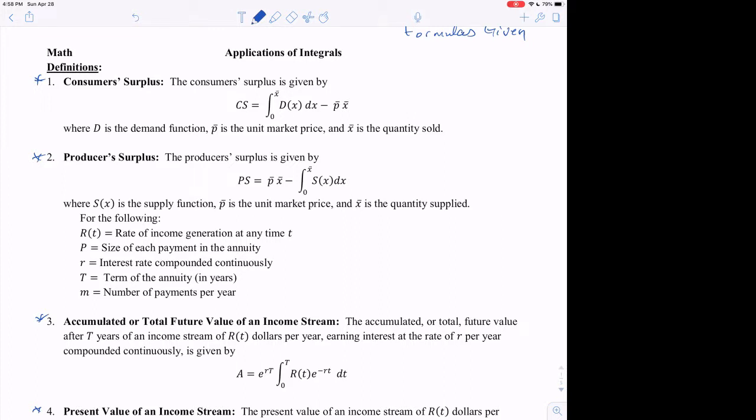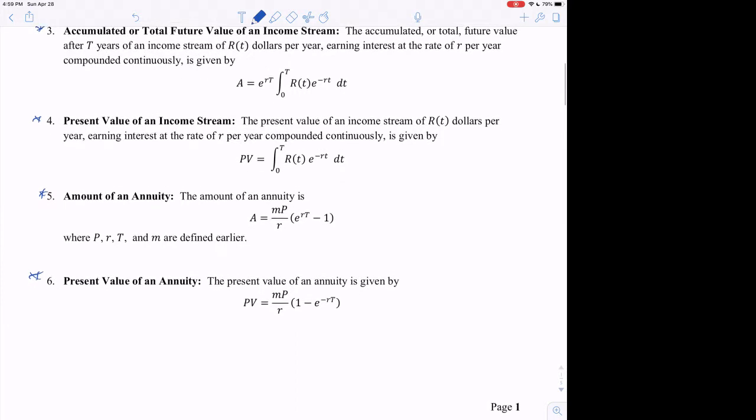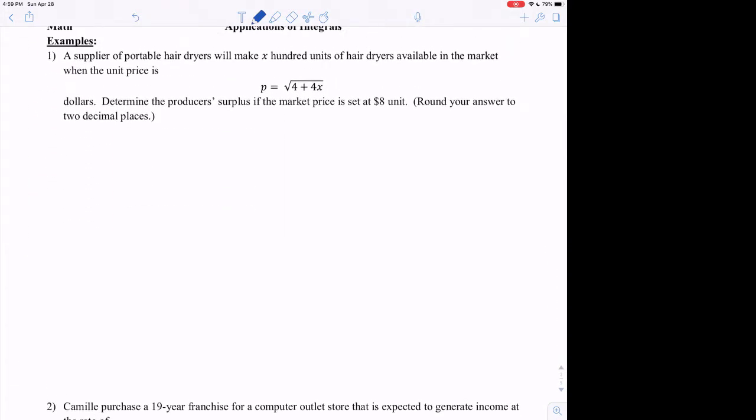So for consumer surplus, the D of x is the demand function. And for the producer surplus, the S of x is the supply function. All right. And so now let's get to an example. I think, if I remember correctly from working these, there's one and then they're skipped. Okay, so I may do example 1, then jump to example 3, and then go back to example 2.